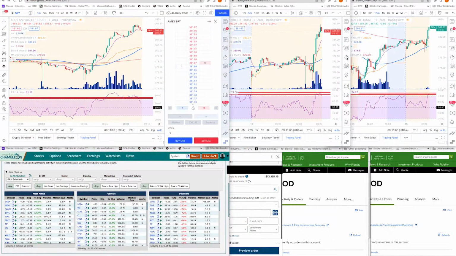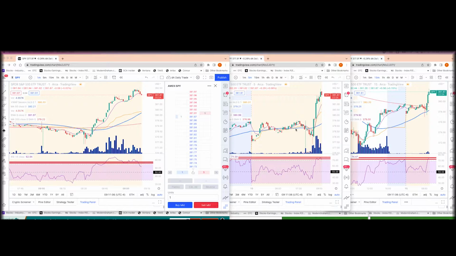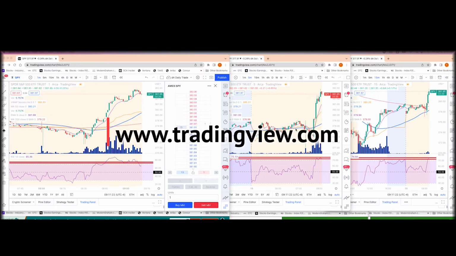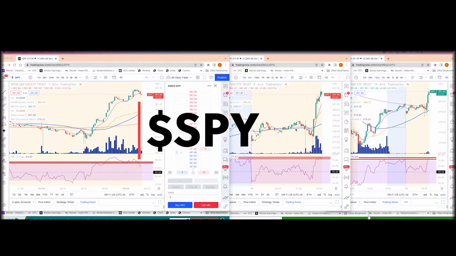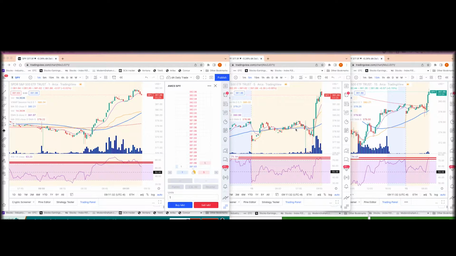What we see on the top part of the screen, I have my actual charts, and I use TradingView, which if you're not familiar with it, I highly recommend that you check them out, tradingview.com. I have my charts currently set to track the SPY, which is how I generally read the overall action in the market before I dive into individual stocks.